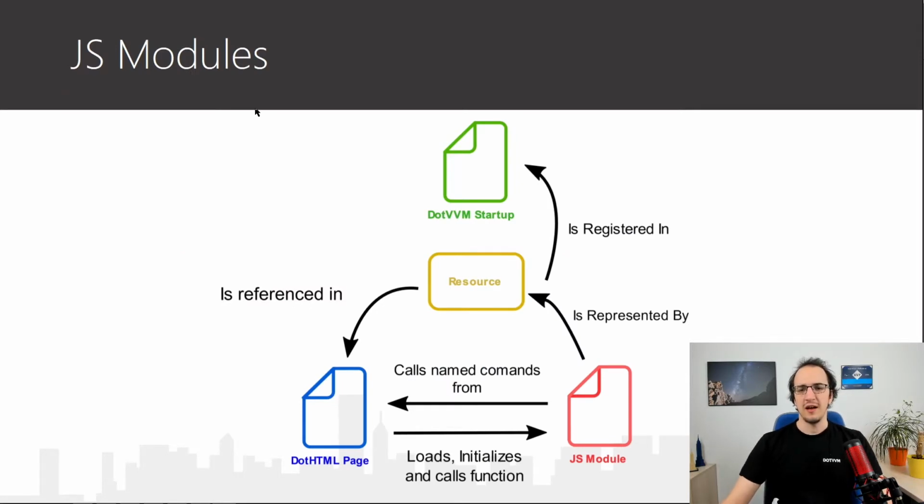The first feature that is intended to integrate .vvm with JavaScript is the so-called JS modules. Basically, how it is now is you have a .vvm page, and you have some kind of code behind in C#. You have view models, or if it's a control, you have view models and a base type for the control.